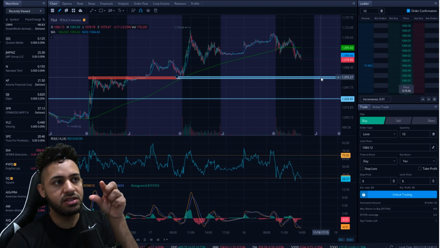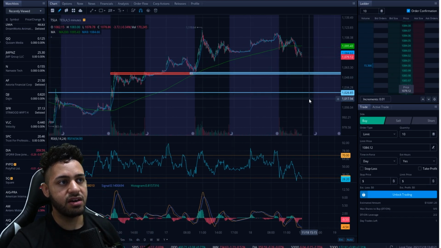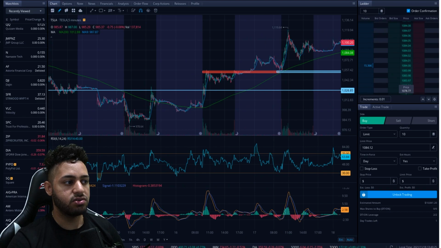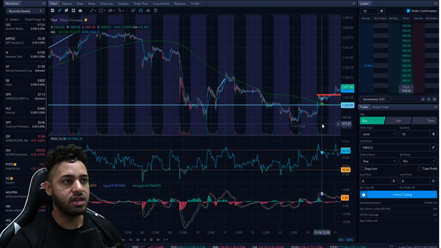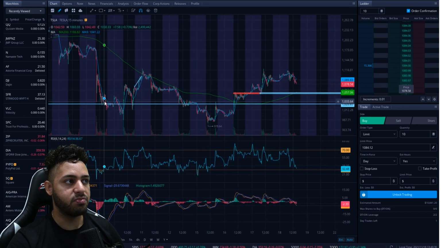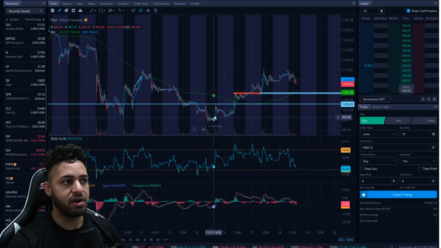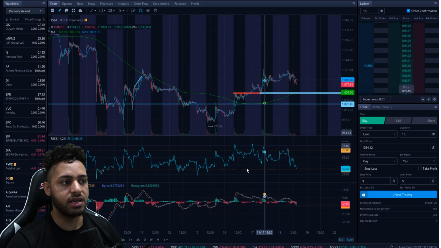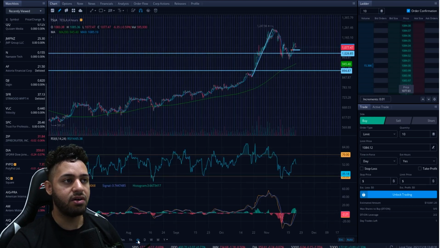Now on a bigger scale, we do have this area over here that is a support, and it's simply a support because if we go to a 15-minute chart, you're going to see that it's tested itself as a support a few times. It did break below it and it became a resistance, but then once it broke above it, it became a support again.